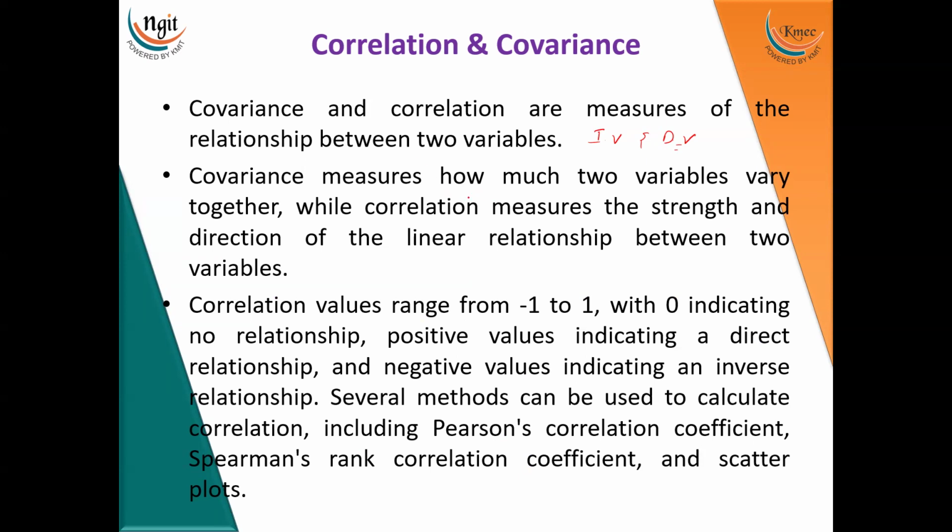Covariance measures how much two variables vary together, while correlation measures the strength and direction of the linear relationship between two variables. And this correlation value ranges from -1 to 1, with 0 indicating there is no relationship, positive values indicating a direct relationship, and negative values indicating an inverse relationship. Several methods can be used to calculate correlation. Two important ones are the Pearson correlation coefficient and the Spearman's rank correlation coefficient, and also using scatter plots we can find out the correlation between two things.